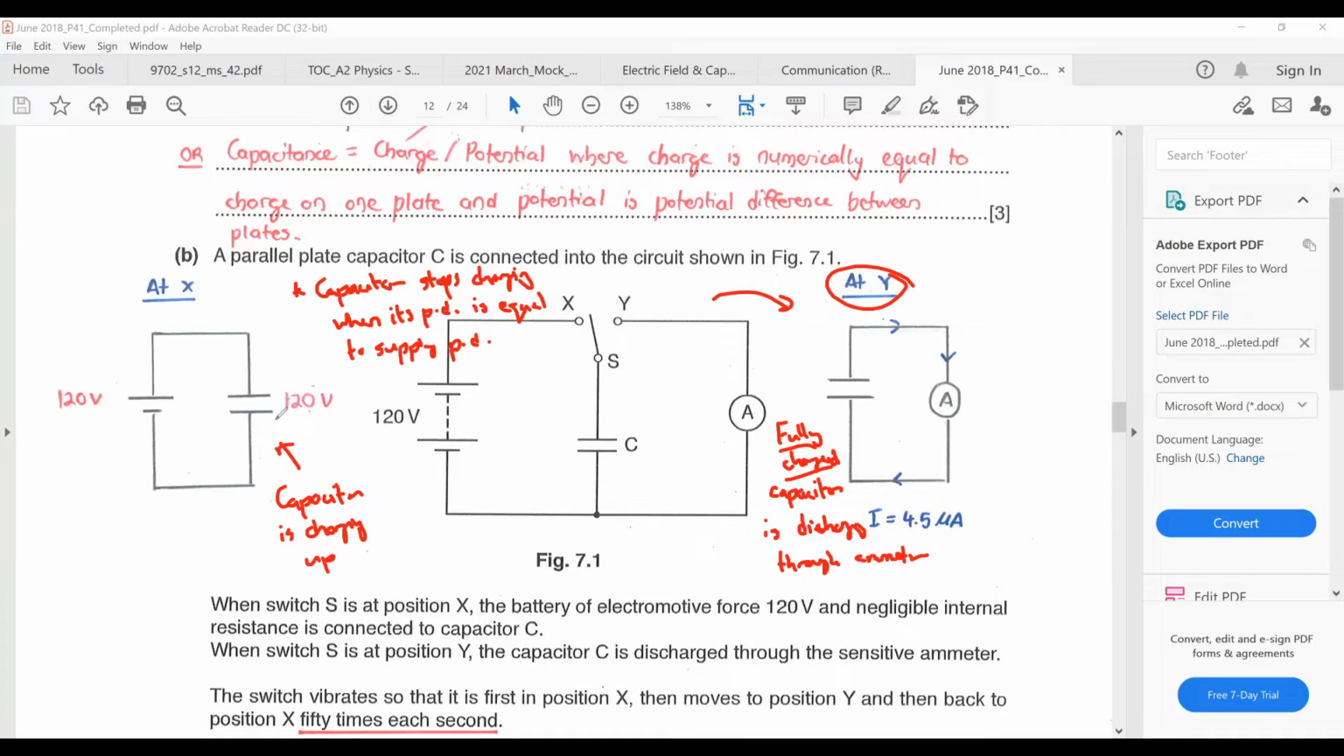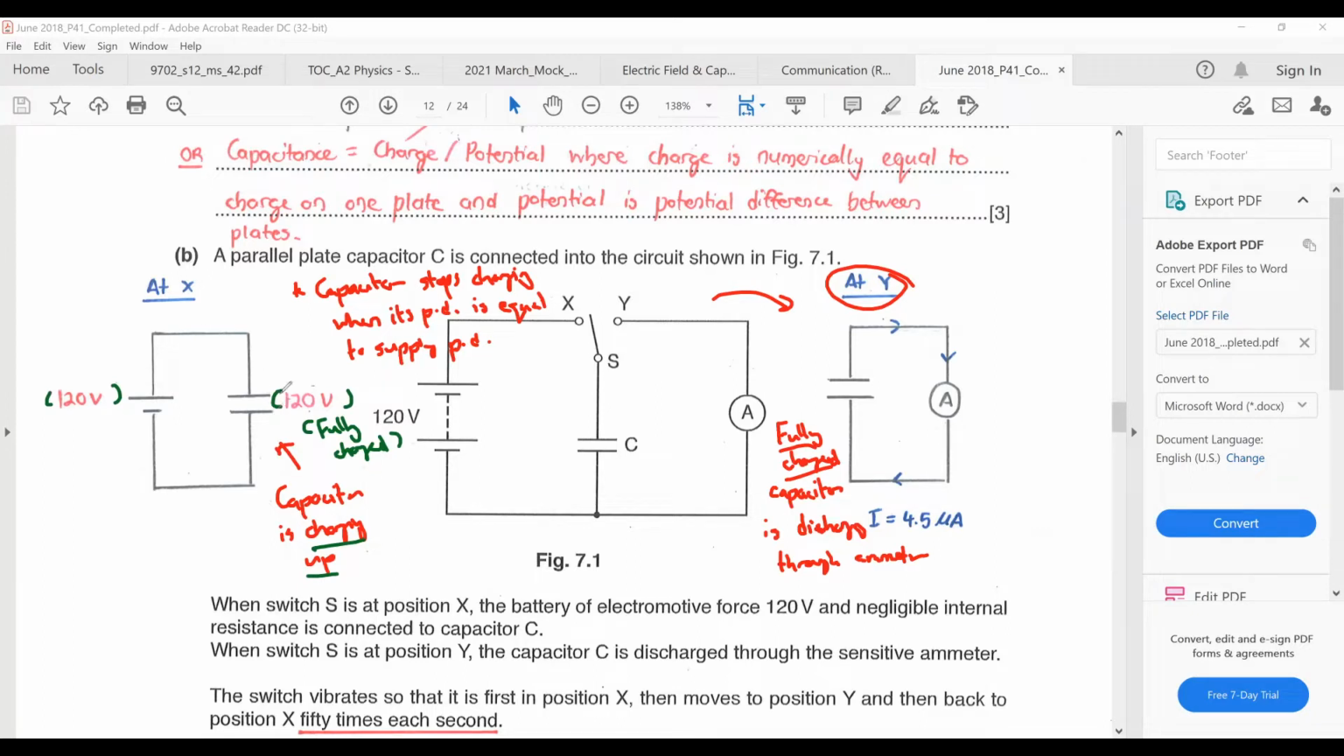All right. Generally speaking, when your capacitor becomes fully charged, the PD across it must be equal to the PD of the voltage supply it is connected to. So like in your case, when this one becomes fully charged, I know that the PD across it must be equal to the PD of the voltage supply. It must be 120 volts.